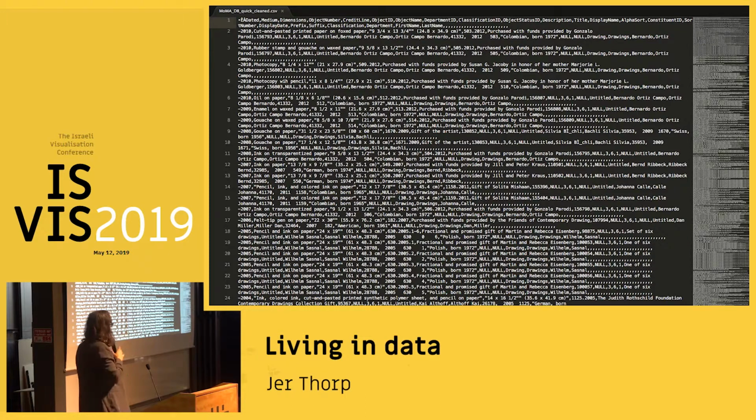So this is a spreadsheet. Well, it's the CSV for a spreadsheet. It's the permanent collection of the Museum of Modern Art. 137,000 objects that are held in their collection. And we were asked by the museum to make an artwork from this.